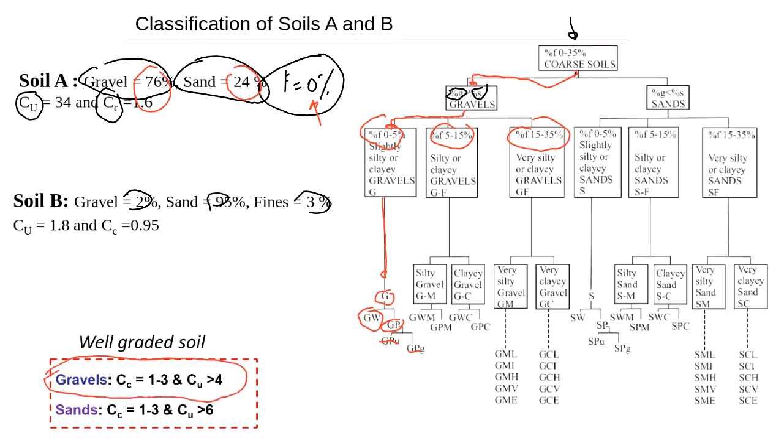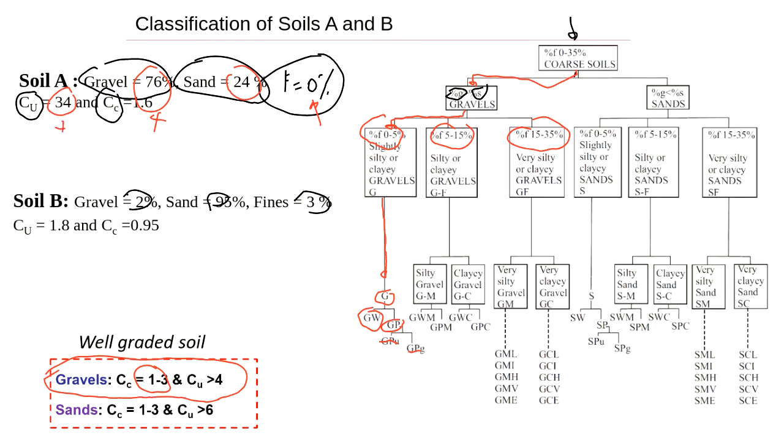So for this soil to be well graded, the coefficient of curvature needs to be in the range from 1 to 3, and the coefficient of uniformity must be more than 4. So we need to meet both requirements. We see that we have a coefficient of curvature of 1.6. Yes, this meets the requirement. And the coefficient of uniformity for this soil is 34, and we need more than 4. Yes, so it also meets the requirement.